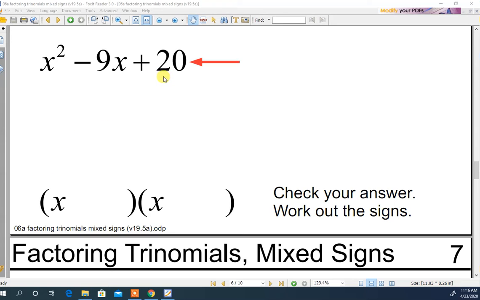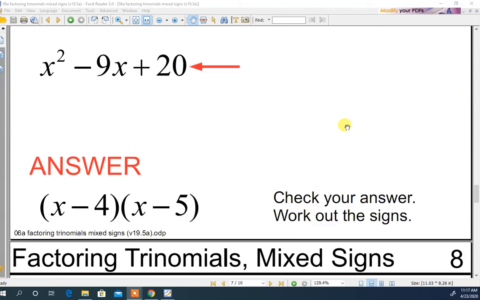So what are some ways to make a 20? I can go with 1 times 20. How about 2 times 10? About 4 times 5. And I'm trying to get to a negative 9. You know what? This is not a mixed sign. So we're going to skip this one. This is 2 negatives. This is a negative negative. It's actually minus 4 minus 5. So that's not even a mixed sign one. So let's skip that one.